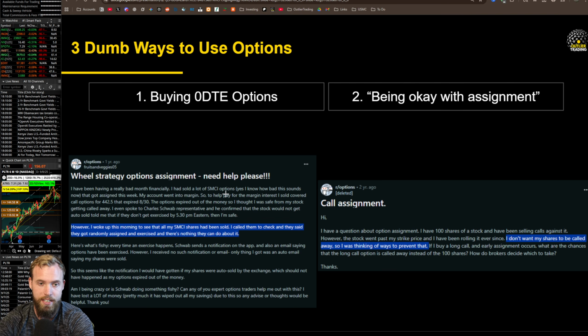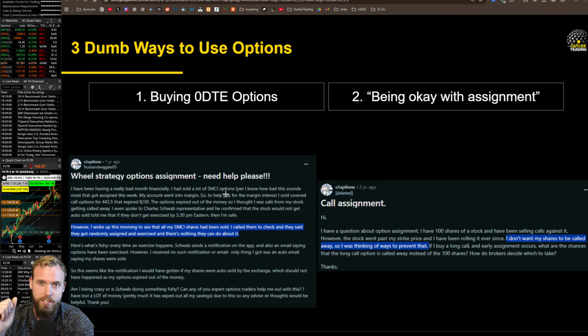That's Goldilocks analysis. So again, it's completely okay to be okay with assignment if you actually think it through and actually are okay with assignment. Most people are applying superficial analysis and they're not actually okay with it.